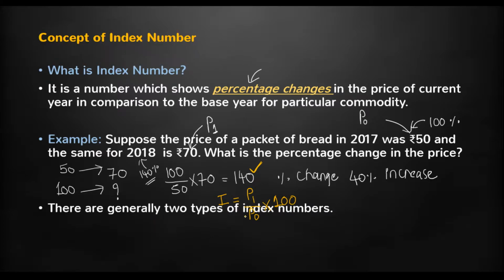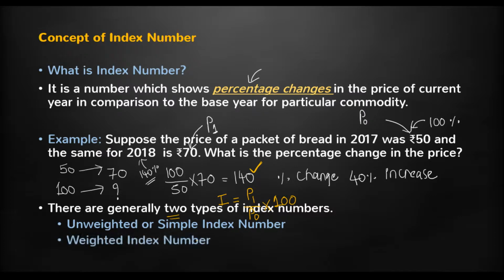There are generally two types of index number. One is unweighted or simple index number, and another one is weighted index number. We will go through the different formulas of unweighted and weighted index number in the coming part of the video. I hope that you have understood that the formula of index number is P1 upon P0 into 100.